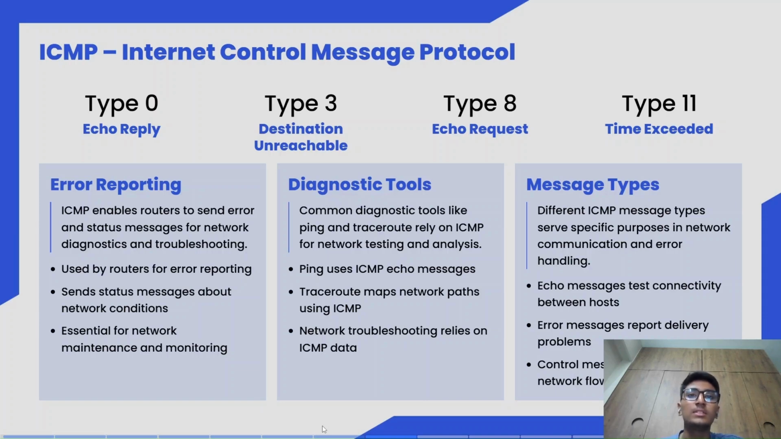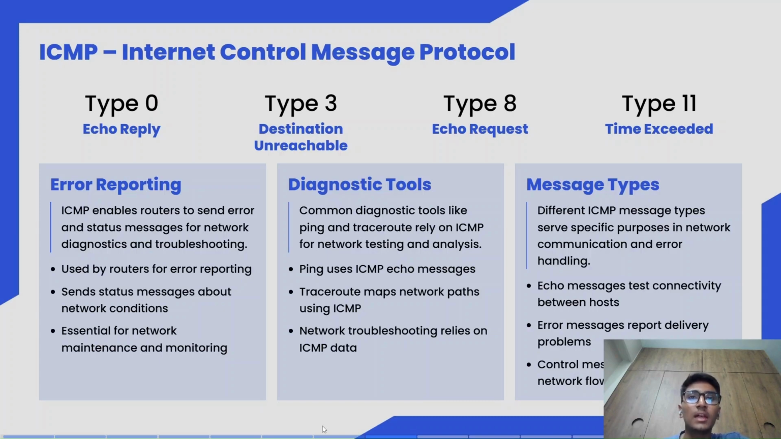It relies on ICMP, which is your echo request type 8 and expects an echo reply type 0 message. The second is the traceroute. This utility uses ICMP to map the path taken by packets between two devices, which is critical for network troubleshooting. The third one is the message type. ICMP messages are defined by the 8-bit type field, which provides a description of the message.